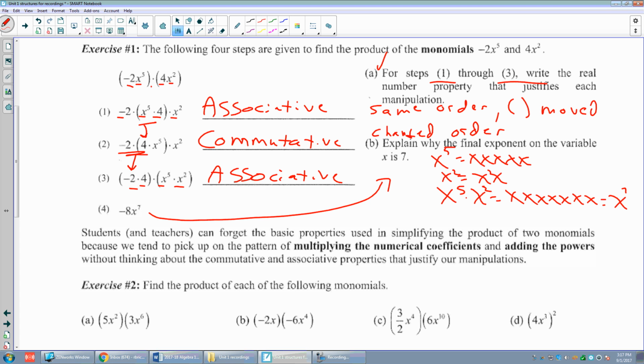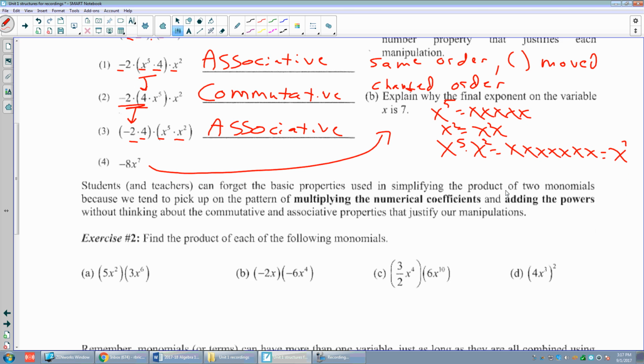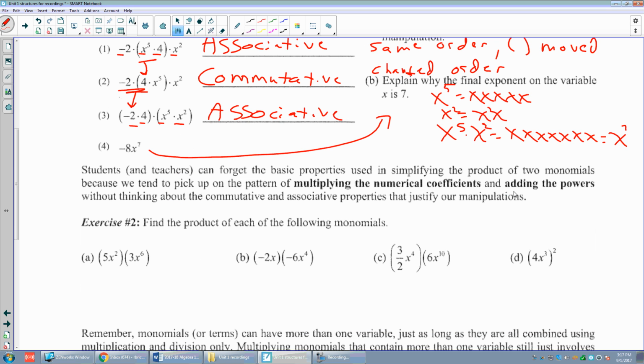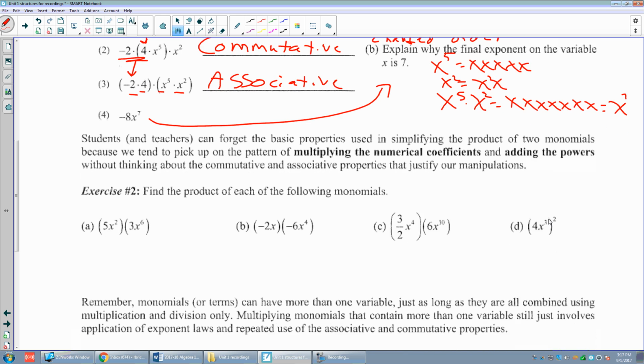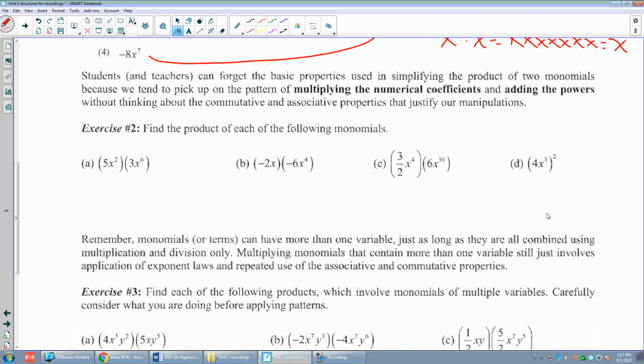Okay. Students and teachers can forget their basic exponent properties used in simplifying a product to monomials because we tend to pick up on a pattern of multiplying numerical coefficients and adding the powers without thinking about commutative and associative properties to justify these manipulations. Find the product of each of the following monomials. So we're just going to warm up.